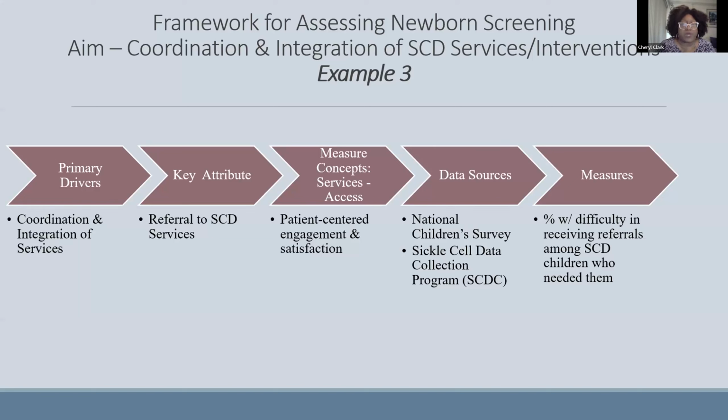Our data source being a National Children's Survey. Also, this may be collected with the sickle cell data collection program. I'm not really sure, but the measure in the National Children's Survey is the percent of the respondents with difficulty receiving services among those sickle cell children who needed them. And that is a primary marker component of a medical home measure.